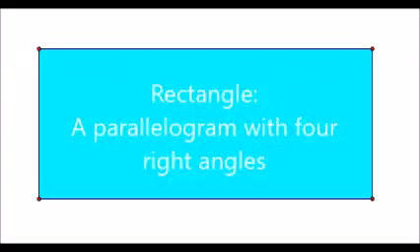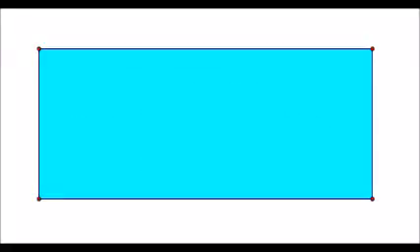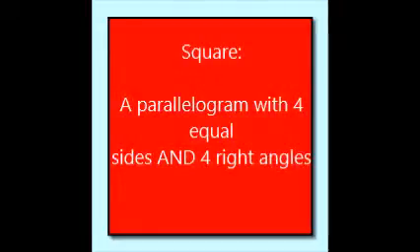Next, we have a rectangle. A rectangle is a parallelogram with four right angles. The side lengths are different, but they all have four right angles. The last kind of parallelogram is a square, and a square has four equal sides and four right angles. So a square shares characteristics with the rectangle and the rhombus, so it can be considered both.